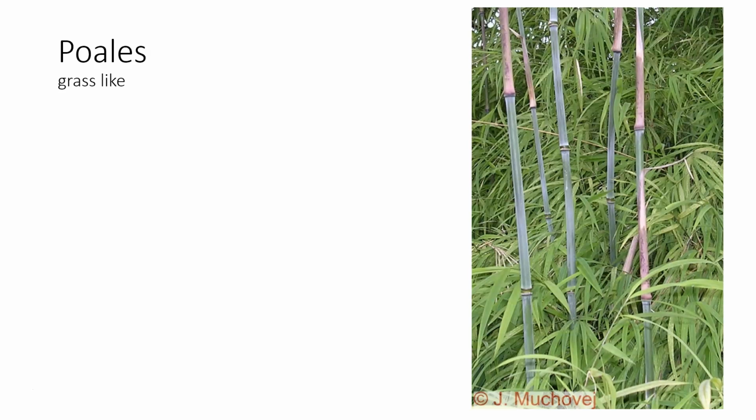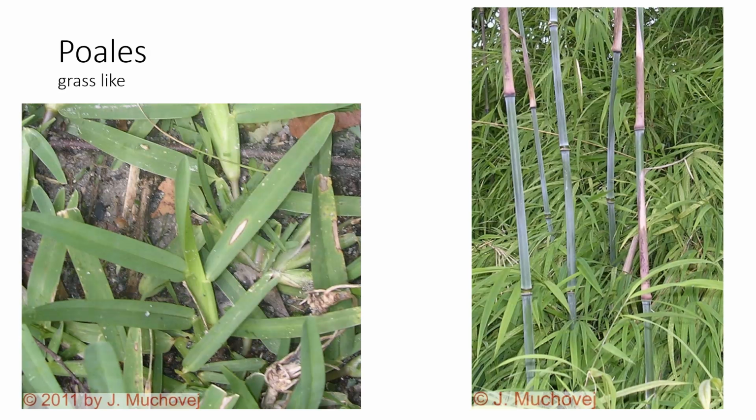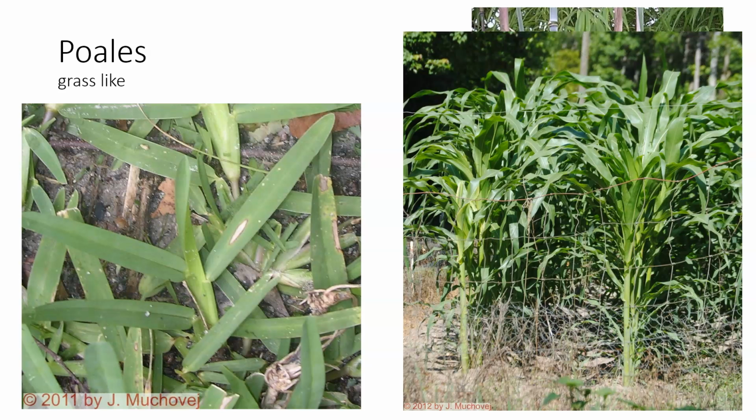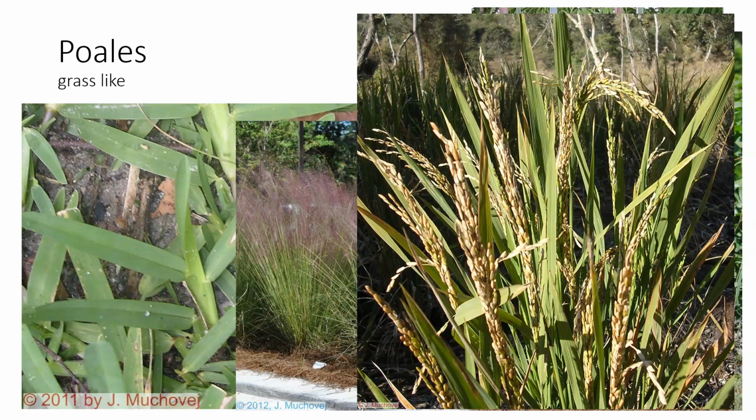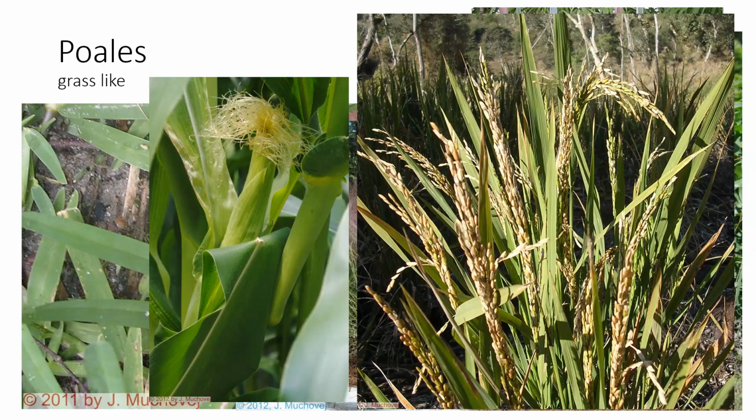And in the Poales, we have grass-like plants. Bamboo is a grass. This is a turf grass. Corn is a grass. This is an ornamental grass that is often grown to add to landscapes. This is called rice, and it is a grass, and out of it we get grain. This is corn, and that is the ear that you're going to get your ear of corn out of. And all of these are different types of grasses in the Poales.